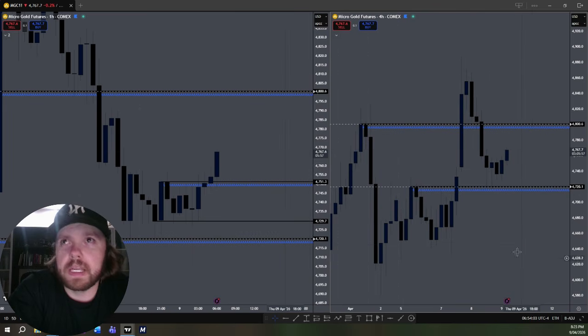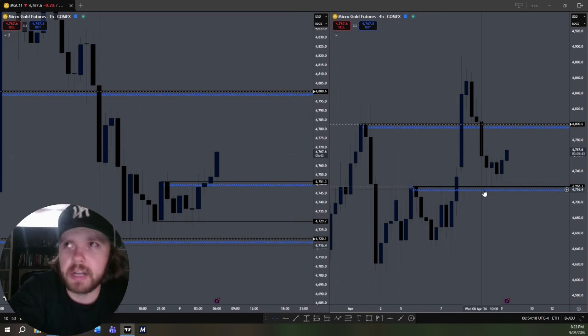You'll also notice that on the 4 hour, it only shows the 4 hour levels. On the 1 hour, it shows the 4 hour and the 1 hour levels, because if I'm marking out something on the 1 hour, I don't necessarily want that to show up on the 4 hour because it just clutters the chart a bit.